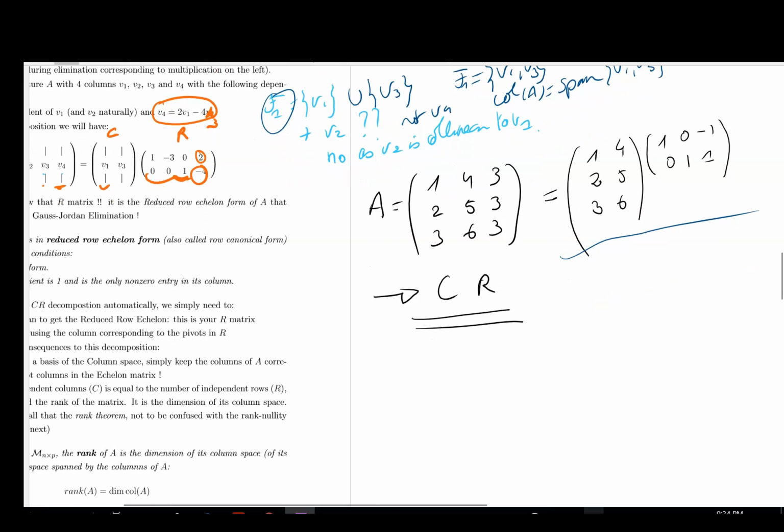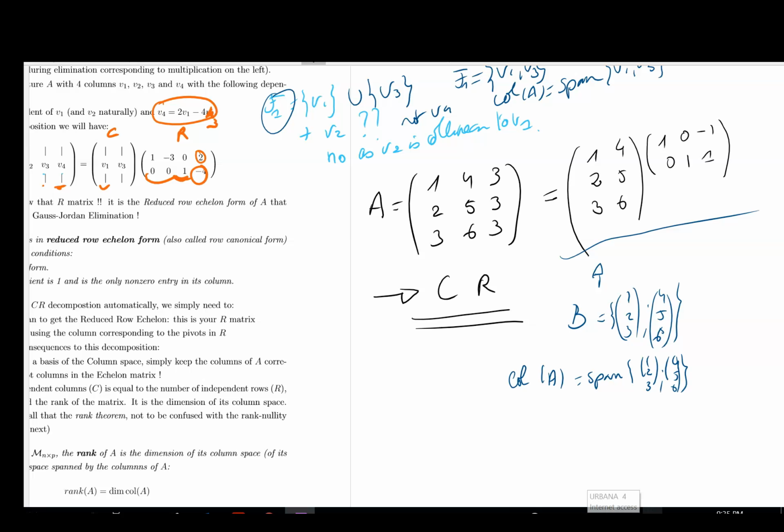Very similarly, in the next example, we can say that a basis of the column space will be the vectors (1, 2, 3) and (4, 5, 6). So the column space of A is spanned by those two vectors. That's one way to write things once you have a basis. It means I will be able to reach anything as long as it's a linear combination of those two vectors.